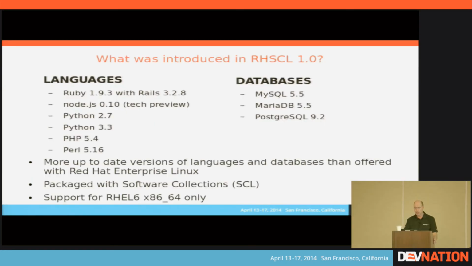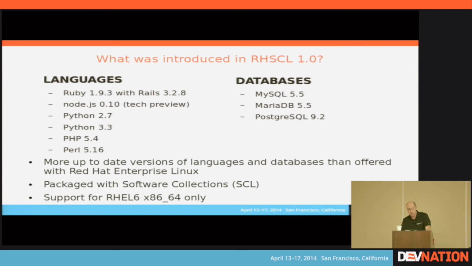So what's actually in Red Hat Software Collections? In the first release, which occurred last fall, we introduced Ruby 1.9.3 to RHEL 6 with Rails 3.2.8. We added Node.js, 2 new versions of Python, 2.7 and 3.3, PHP 5.4, and Perl 5.16. We also updated MySQL and Postgres. And we added, for the first time, a new database, MariaDB, which is a database compatible with MySQL.